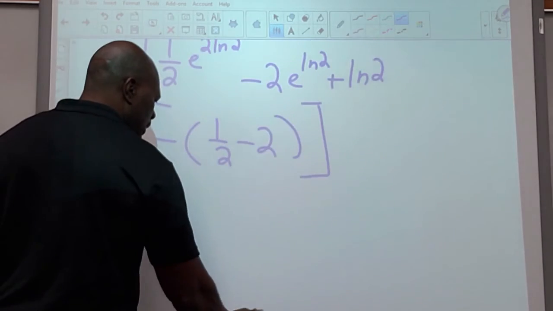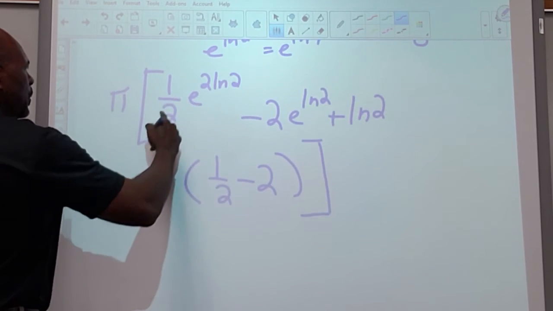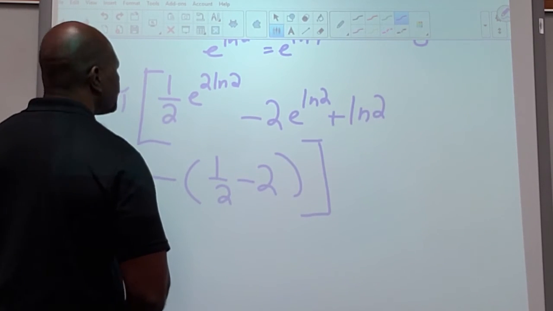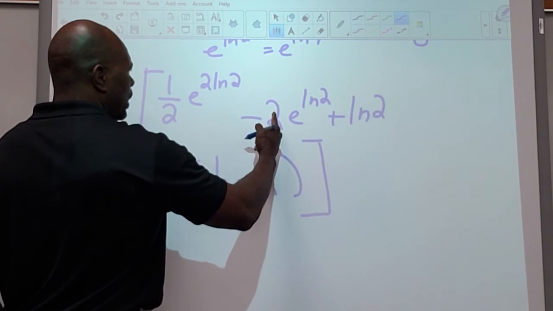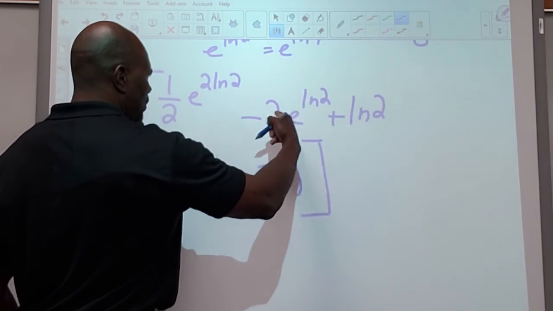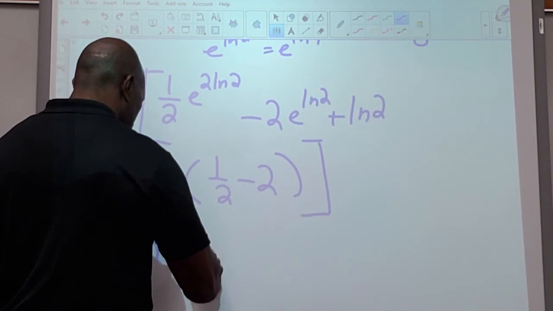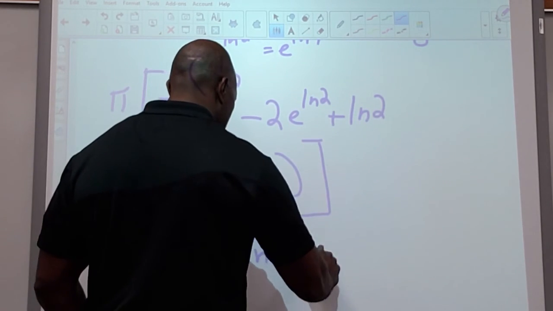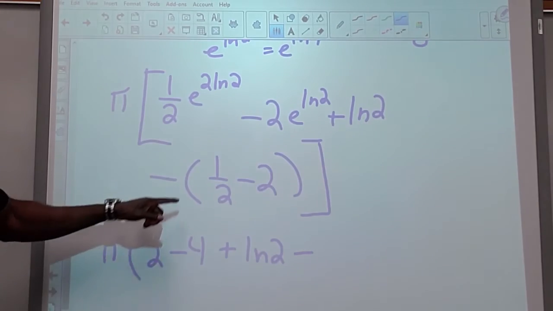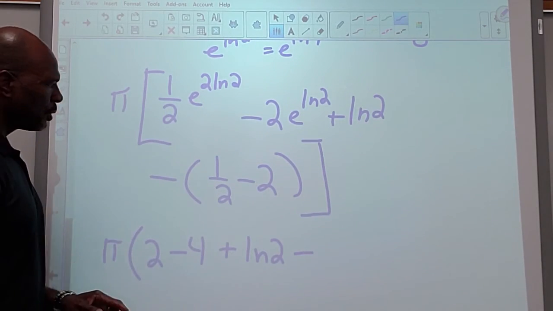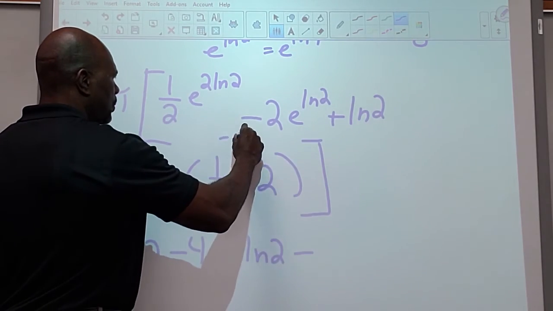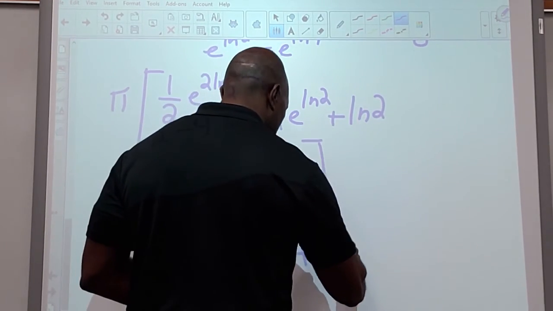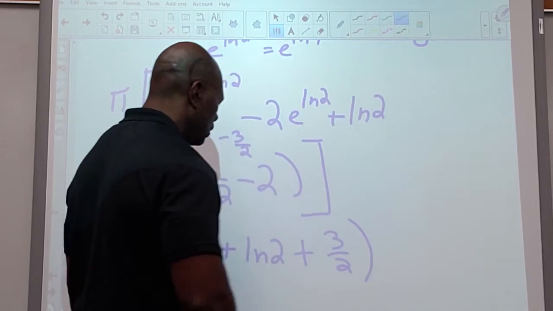And so let's continue our calculations. We'll have 1/2 times 4, which of course is 2. And e to the power of ln 2 is simply 2, and 2 times 2 is 4. So minus 4 ln 2, ln 2 stays, minus, and now here we'll have 1/2 minus 2. 1/2 minus 2 is negative 3 over 2, but we have that minus sign, which will make it positive, plus 3 over 2.